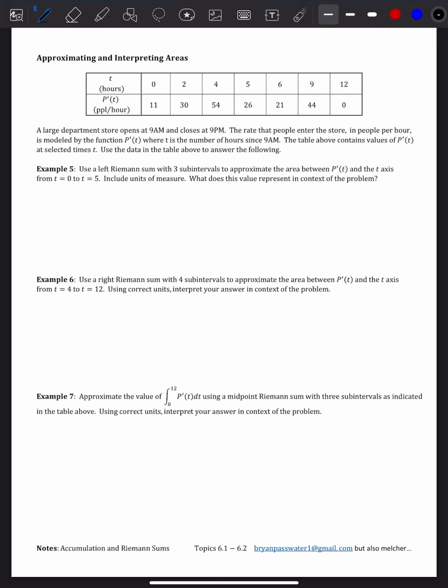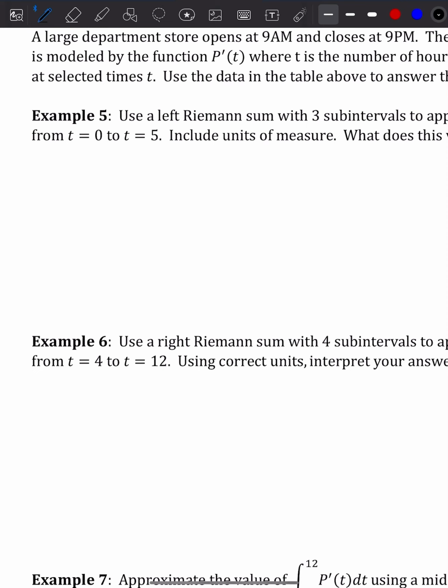Use a left Riemann sum with 3 sub-intervals to approximate the area between P prime of t and the t-axis from 0 to 5. Include units of measure. What does the value represent? So one of the things that I know is that I need to find the left Riemann sum with 3 sub-intervals. I also know that I'm starting at 0 and ending at 5.